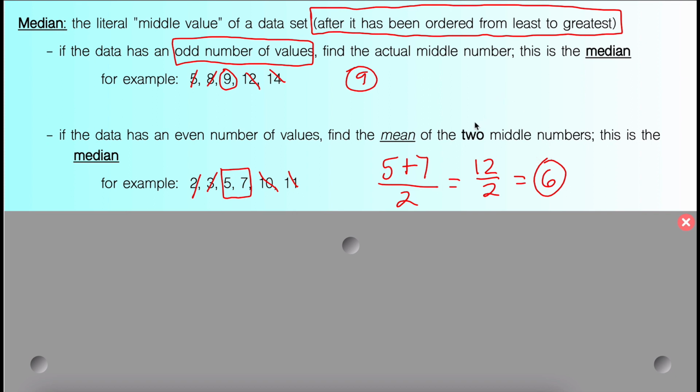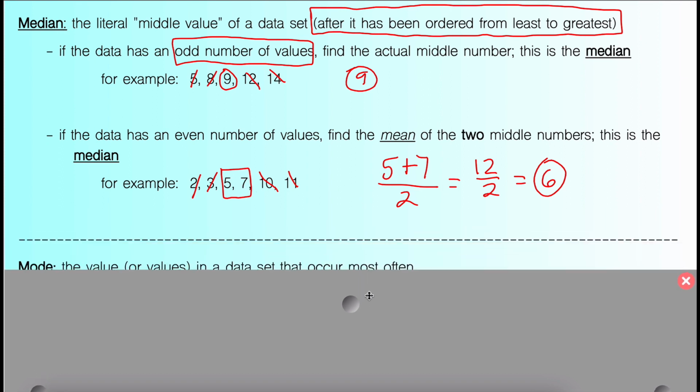So when your data set, just to recap, has an odd number, there will be an exact middle number. That's pretty easy to do. You've ordered them from least to greatest, you find the exact middle. If the data set has an even number of values, finding the middle involves finding the average of the 2 numbers that are in the middle.